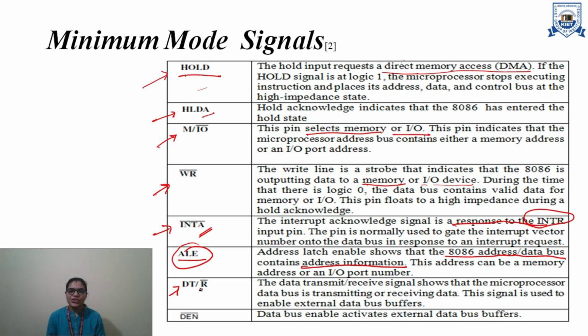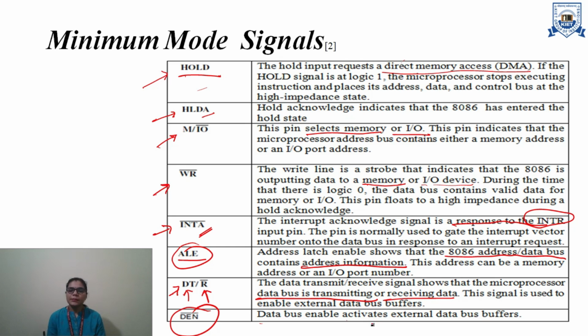Data transmit and receive. Whenever this pin is at logic 1, it defines that data is being transmitted. And when it is 0, it defines that data is being received. So the data transmit and receive signal shows whether the microprocessor data bus is transmitting or receiving data.